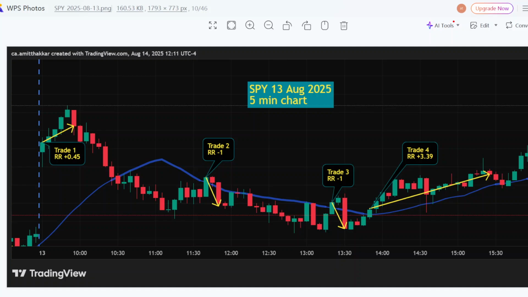Now, the previous close, if you see, on the 12th the close is here. This is the previous close, and our open is here. So for analysis purposes we have to connect these two levels and assume there's a big candle. Based on this big bullish candle, we have a bullish view.